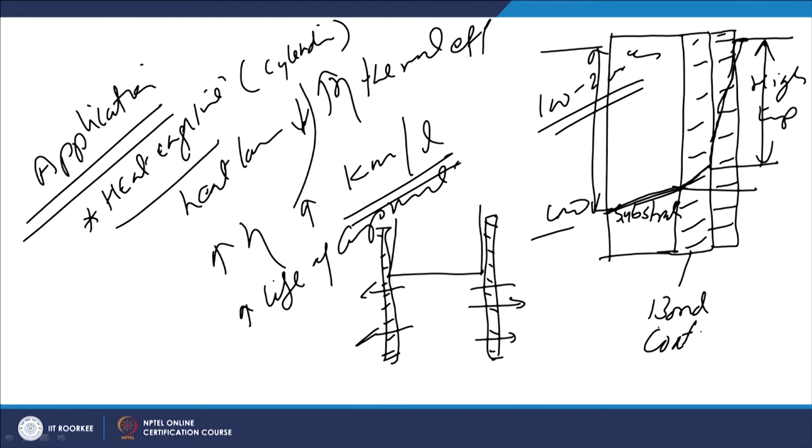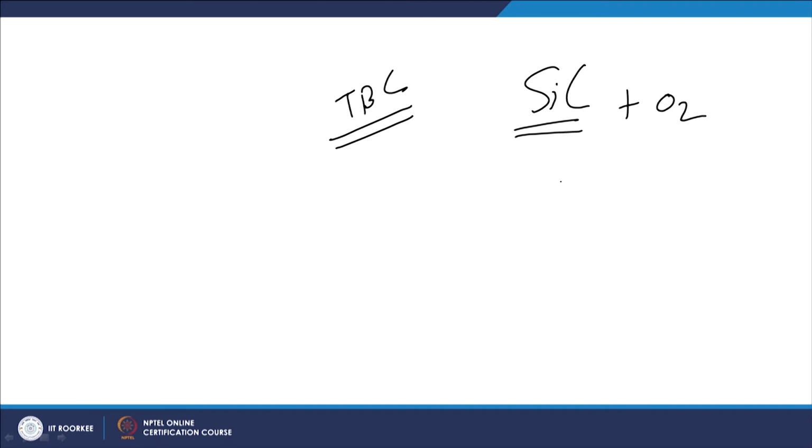At the same time, some aspects also have to be seen, so that the TBC materials are not damaged. Some of the TBC materials, like silica, if used at a high temperature, react with oxygen, silicon is left, and it forms CO2 or CO. So, this kind of degradation can happen to the thermal barrier coating material.